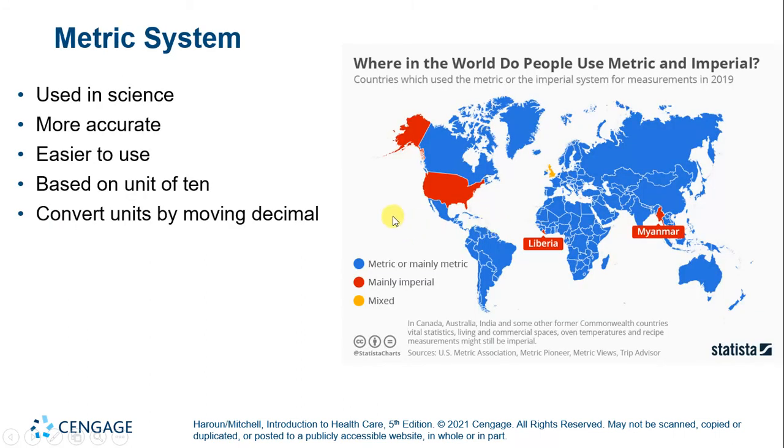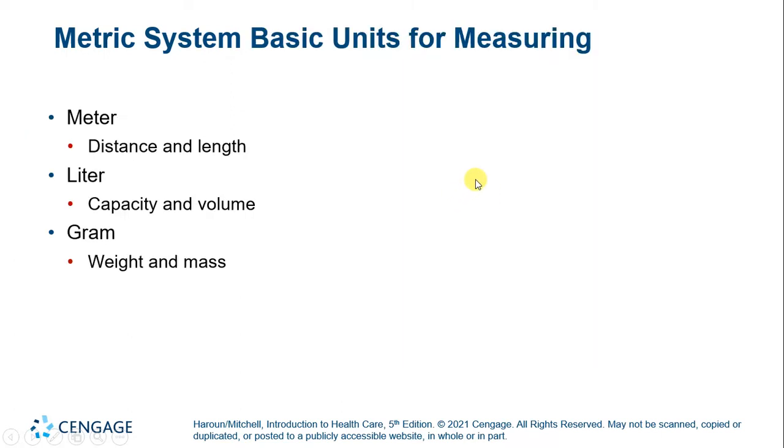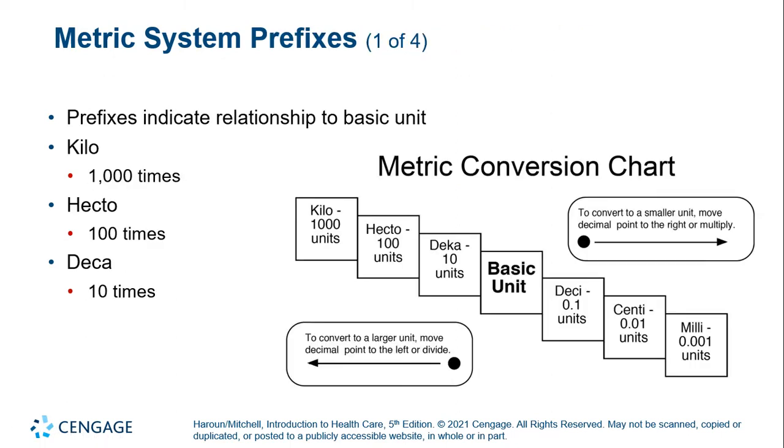What's interesting about the metric system is that it's much easier to use. It's used in science, it's used in healthcare, it's based on units of 10, and yet we are still as a country not using the metric system. You can see here that globally, the metric system is used. If you come from another country, you probably shake your head at us and our household system. The metric system involves meters for distance and length, liters for capacity and volume, and grams for weight and mass.